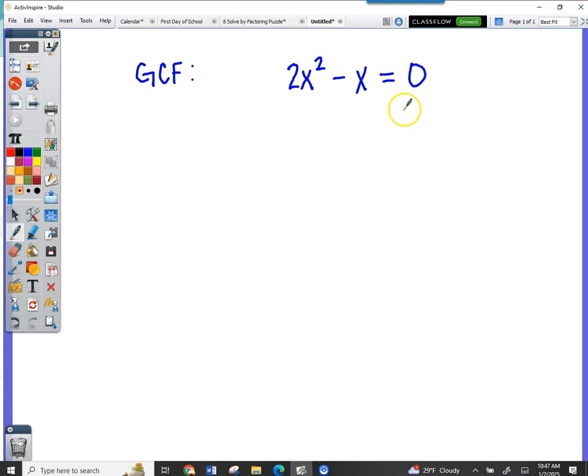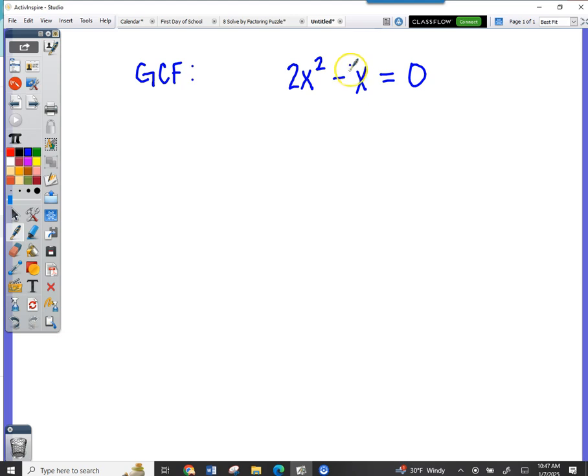You can write it on the back where there's room, but just watch. How many terms are here? Terms are separated by plus and minus signs. There are 2. Y'all remember this technique? We would draw a line so we could see them. There's 2x squared and there's negative x. What do they have in common?